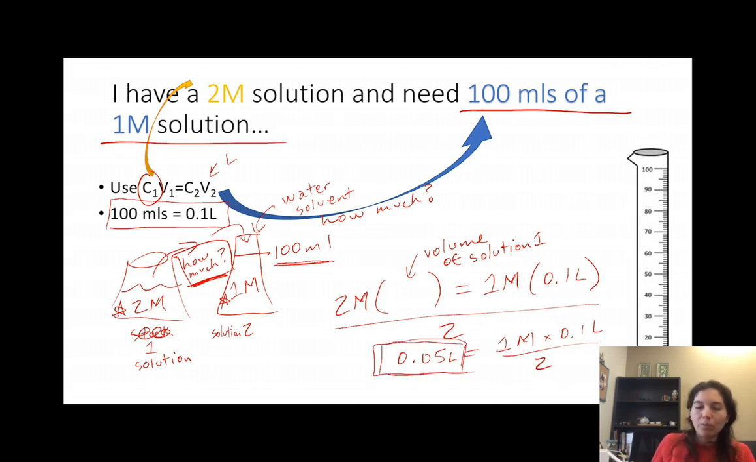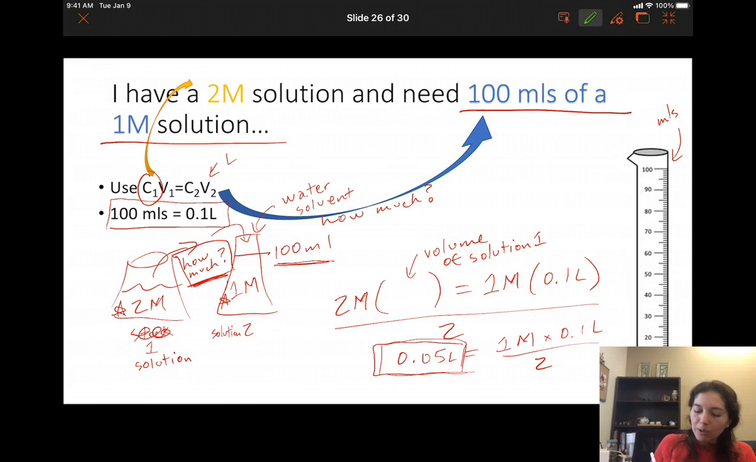Most of the time in the lab, we don't measure things in liters, we measure things in milliliters, as you know from using a graduated cylinder. That's the unit on here. So if I wanted to make this solution, I would pull out 0.05 liters of this solution. To convert that into milliliters, multiply by 1,000, that's 50 milliliters. So I'd fill this up here, 50 milliliters of the 2 molar.